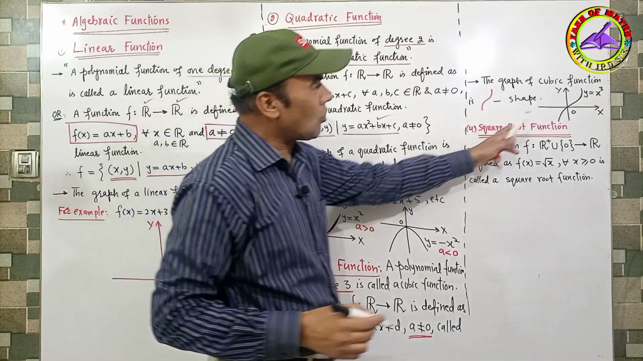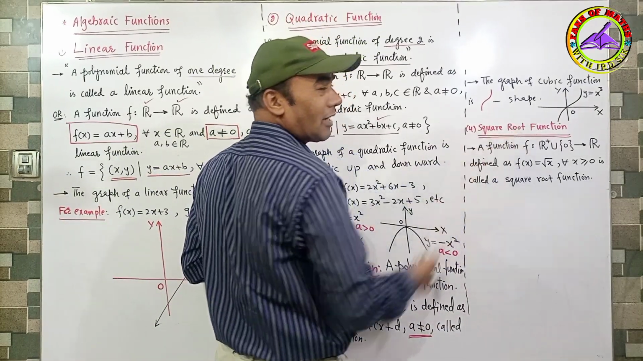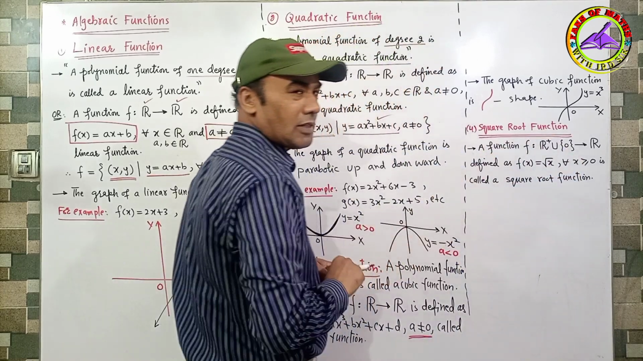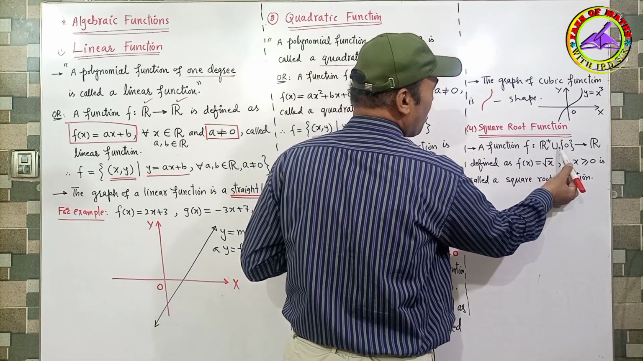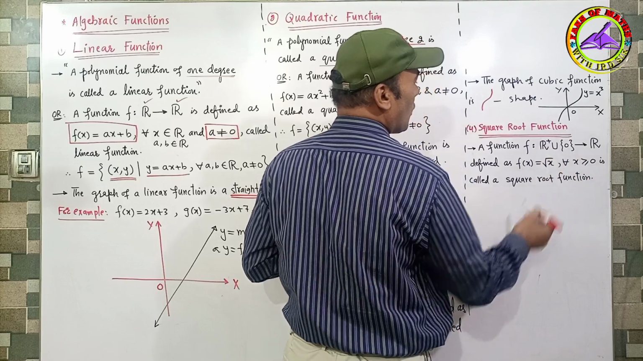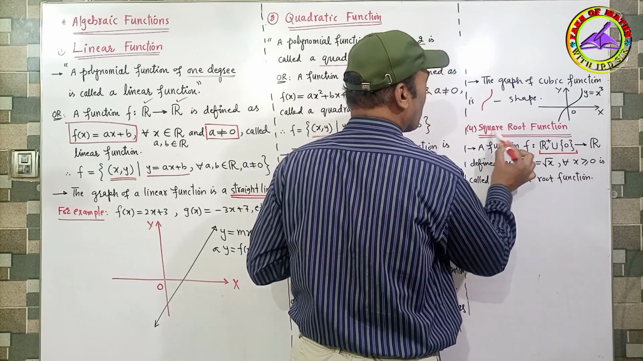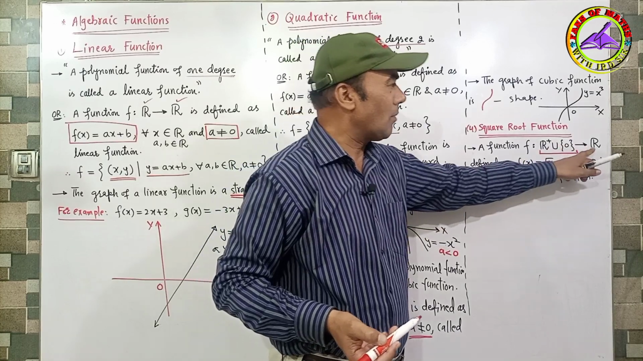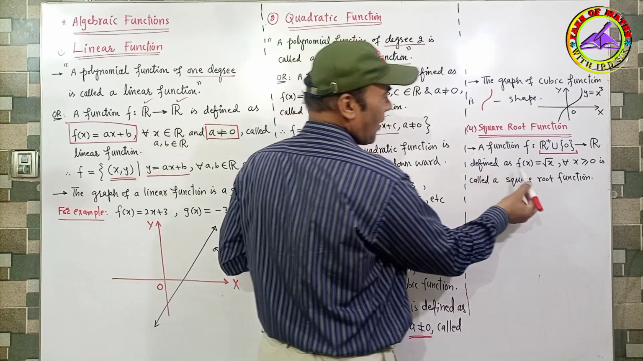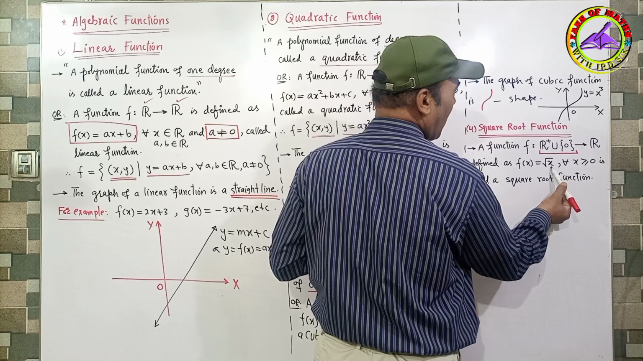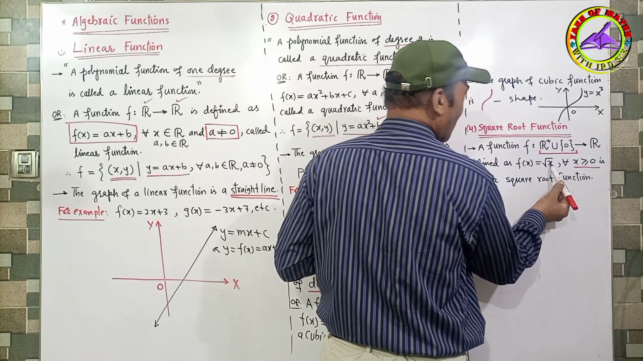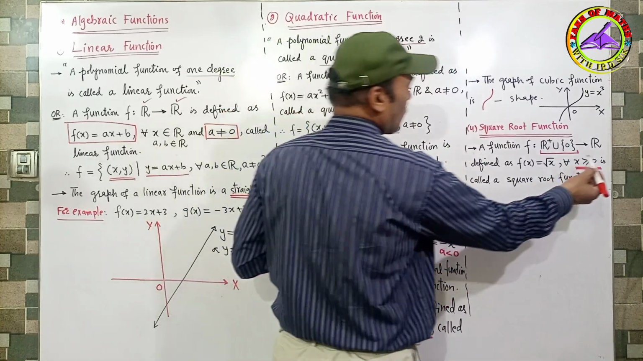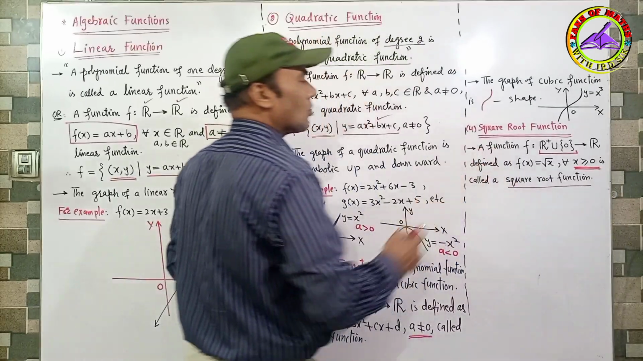Now last, square root function. Square root मतलब radical वाला. A function f whose domain is non-negative real numbers. It means positive real numbers union a set having the zero element. So this is the domain of the square root function. It means its domain is non-negative real numbers, but range is real numbers. It is defined as f of x is equal to radical of x for all x, जो यहाँ radicand है, it must be non-negative. It means greater than or equal to 0. This is called a square root function.